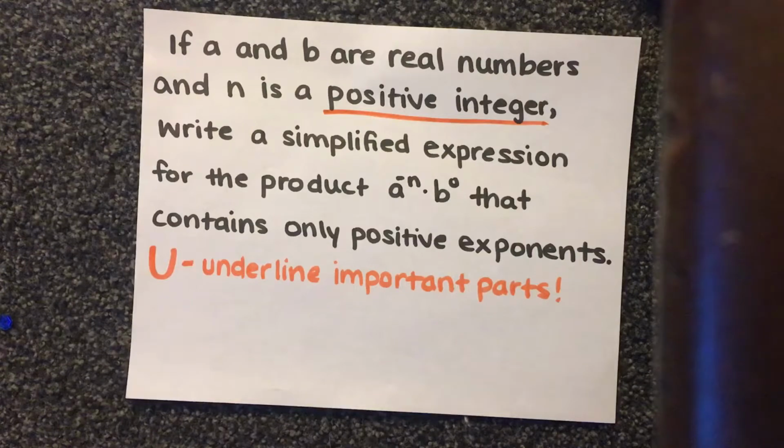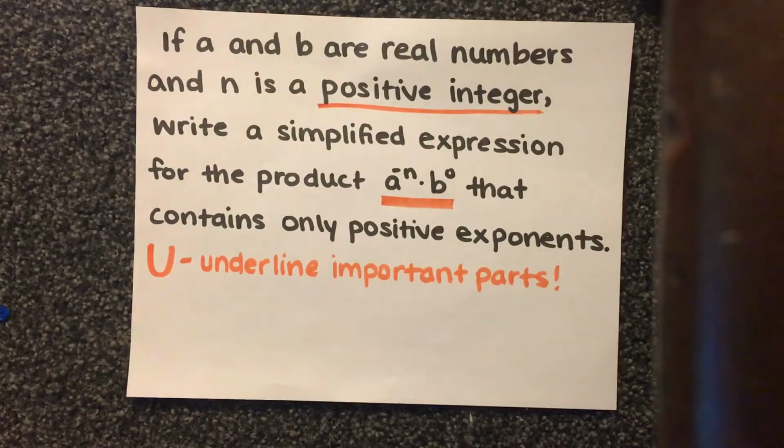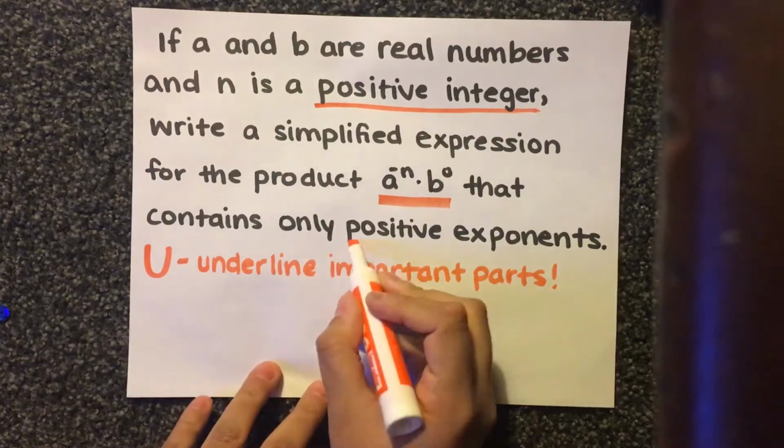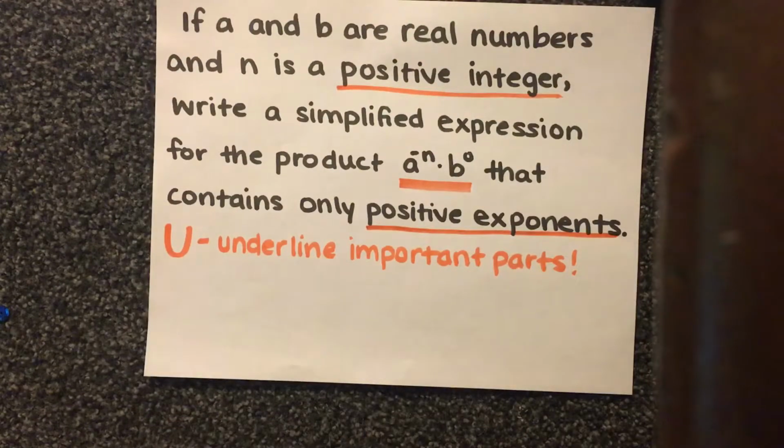Write a simplified expression for the product a raised to the negative n times b raised to the 0. That'll be important because that is the expression that we will be simplifying. That contains only positive exponents. So that will also be important. We need to make sure our final solution contains only positive exponents.